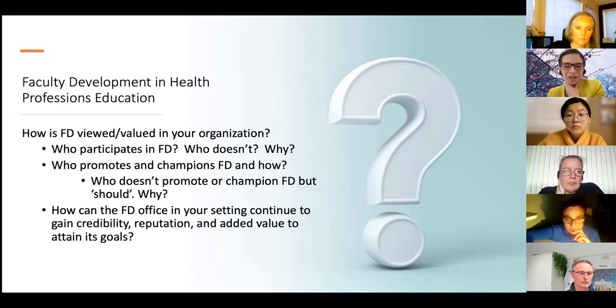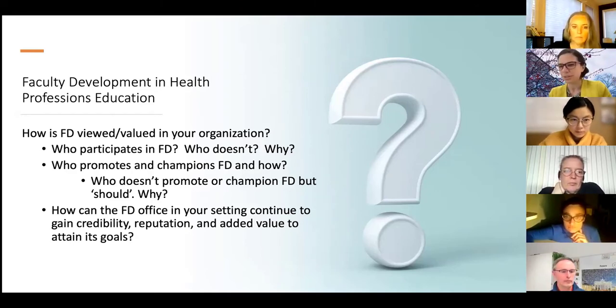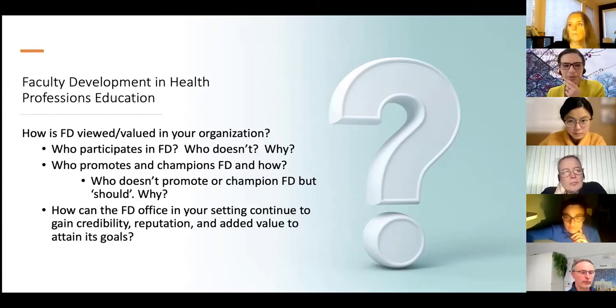So perhaps what would be helpful is to think about who participates in faculty development and who doesn't, and why. Who are your champions at your institutions and beyond? So who promotes and champions faculty development, and how? And how can the faculty development office in your setting continue to gain credibility, reputation, and added value to attain its goals? So those are some sub-questions to help us think about how is faculty development viewed and valued in our organization.